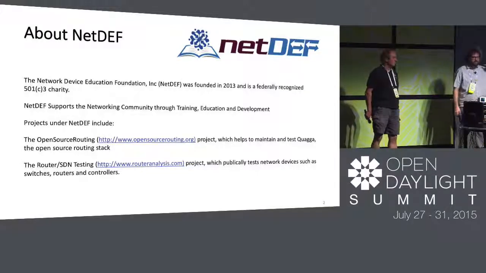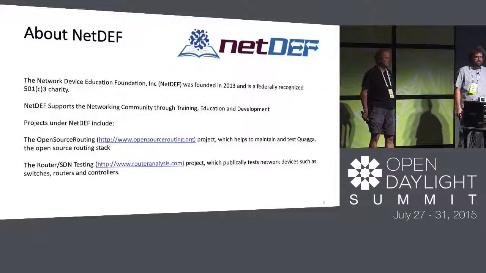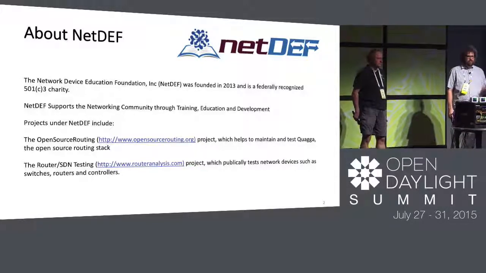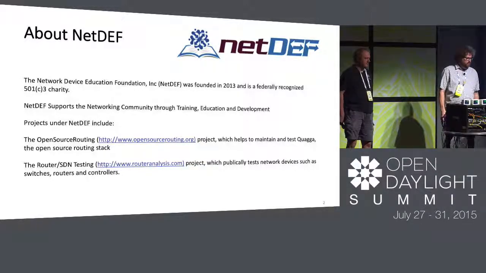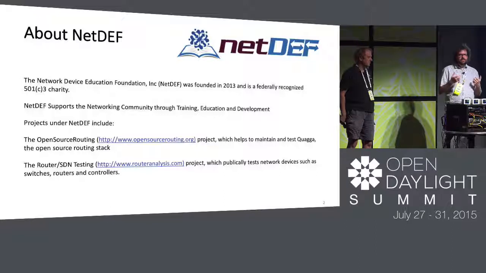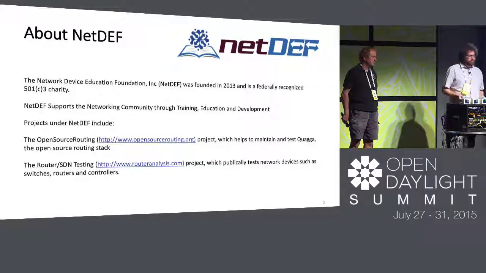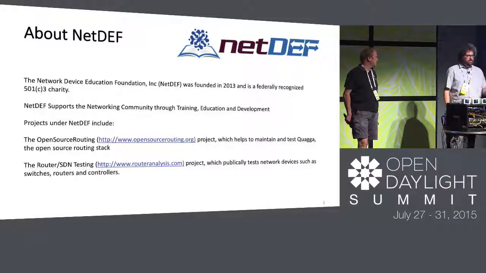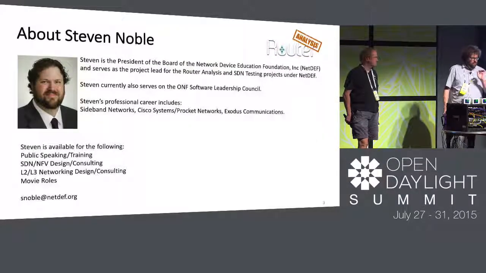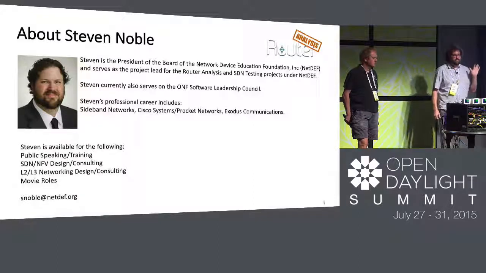So I'll give you a little bit of background. NetDef, founded in 2013, is a 501(c)(3) charity. We do receive money from donations, and that's how we run everything. We do things like this, training. We also manage the open source routing project, which Martin is the best representative of, which would be Quagga. And then we do router and SDN testing. With the router and SDN testing, we have these different sites: router analysis and SDN testing, and then open source routing. I just happen to be the president of the board. I'm just here to present.